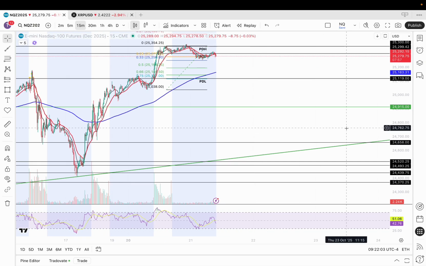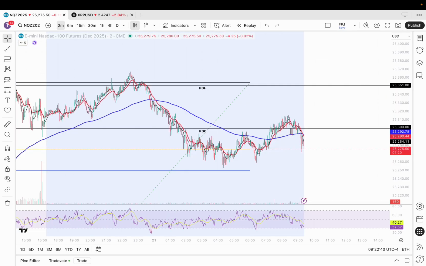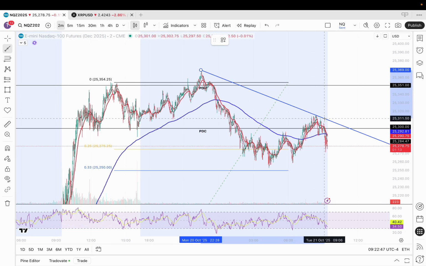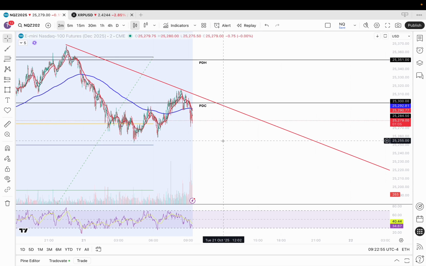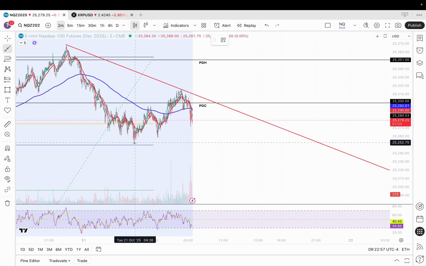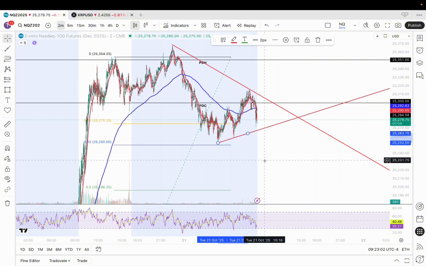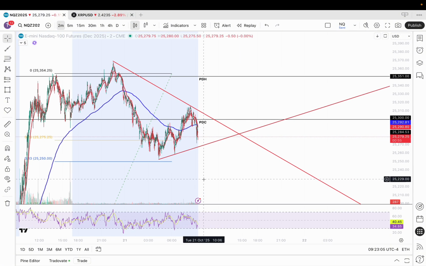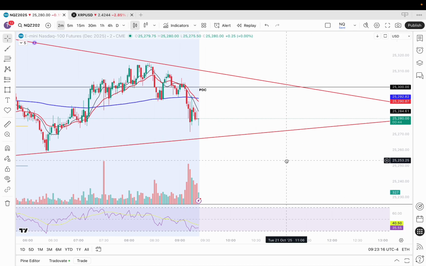See if I have a 15-minute trend line. Not really. Oh, we do have one on this 2-minute chart. Making lower highs here. And then we've got a little bit of a triangle going on here. Price is in.